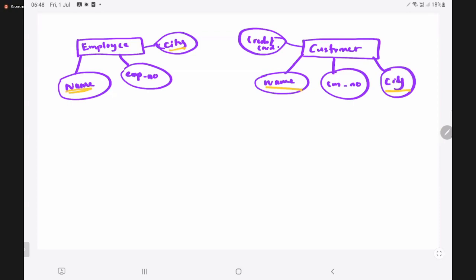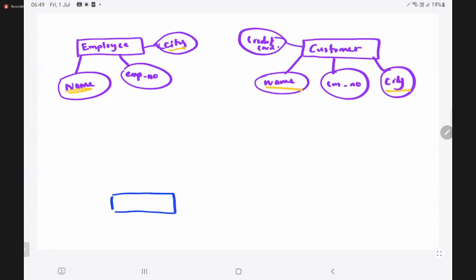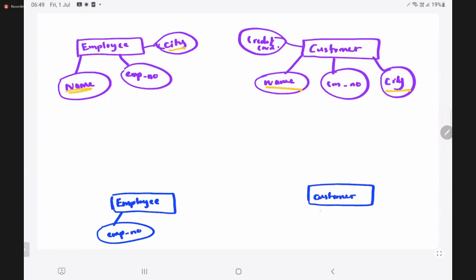It is like this, right? You can draw both entities without these similar characteristics. Employee has employee number. Here, the customer has customer number, and the same for credit card. Now you can combine these two entities with a common entity.